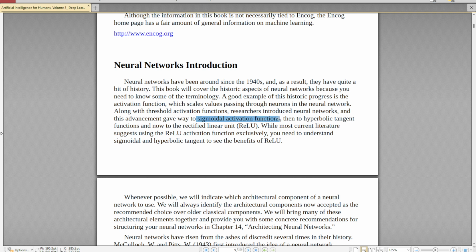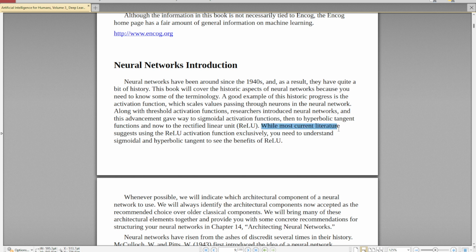This is also a very popular sigmoidal activation function. Then there is the hyperbolic tangent function. These are two very important concepts in neural networks. And now the rectified linear unit, also called ReLU. It's also very important. We can also go through the slides.